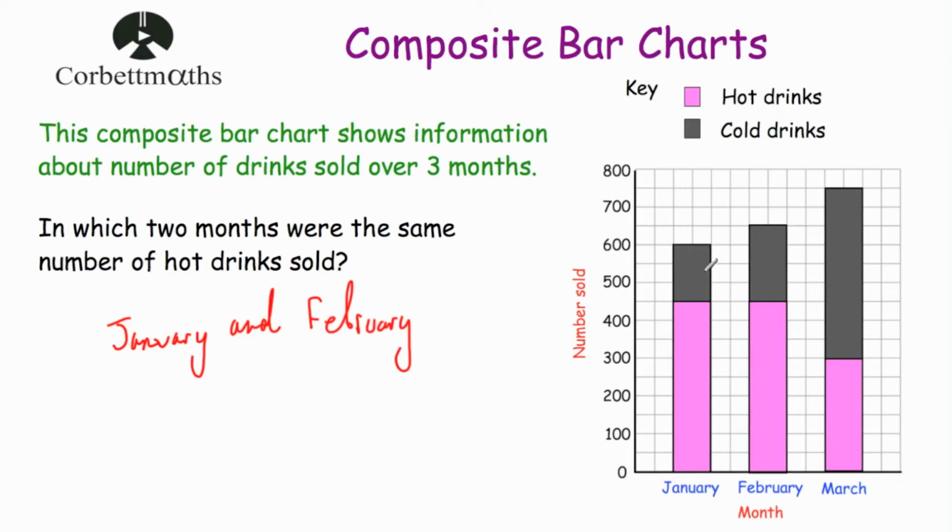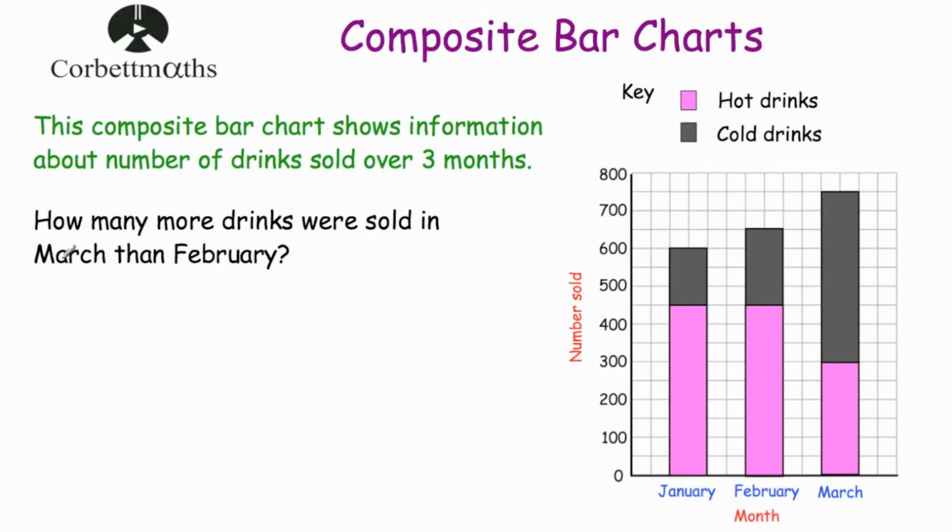And that's it. Let's have a look at our next question. Our next question says, how many more drinks were sold in March than February? So we're looking at March and February, so that's these 2 bars here and here. And each bar has 2 sections, hot drinks and cold drinks, but the total height will tell you how many drinks were sold altogether.